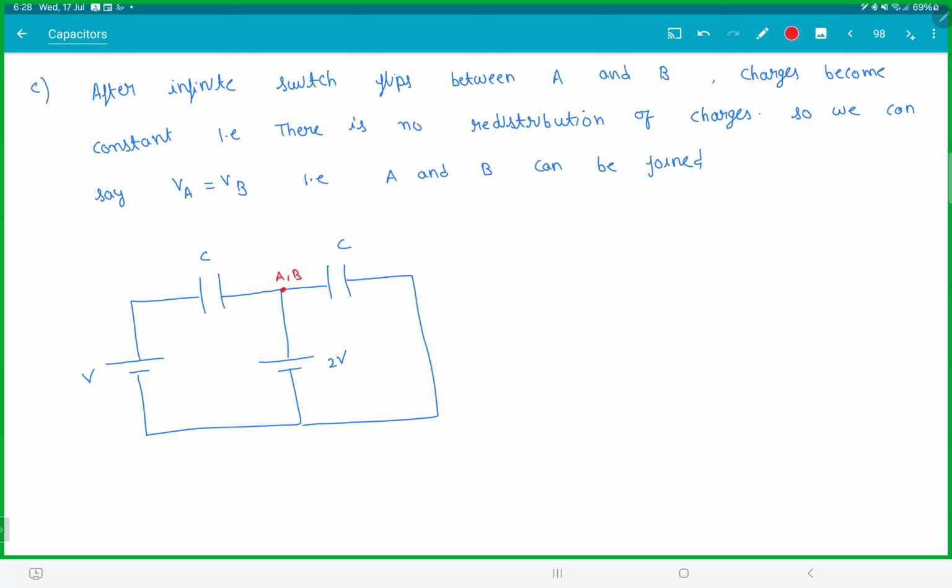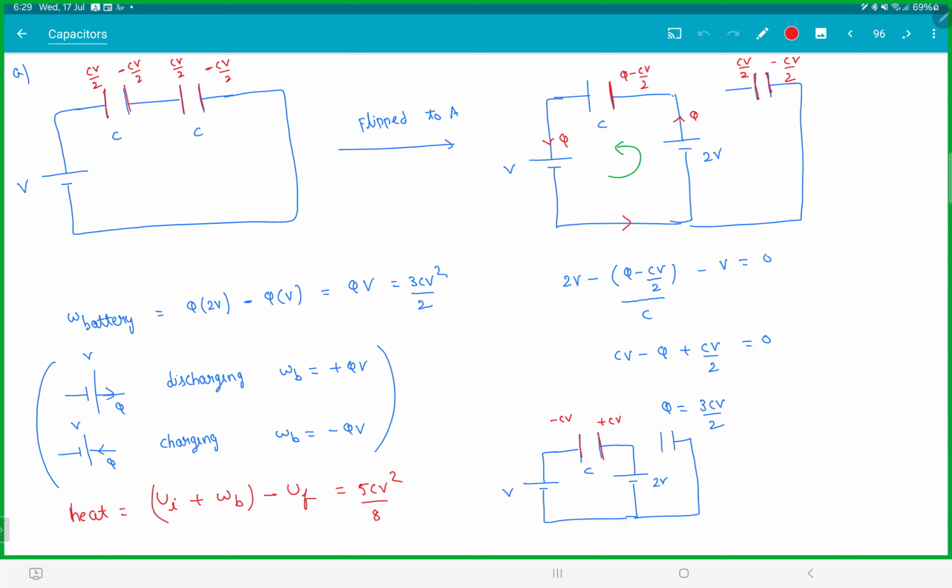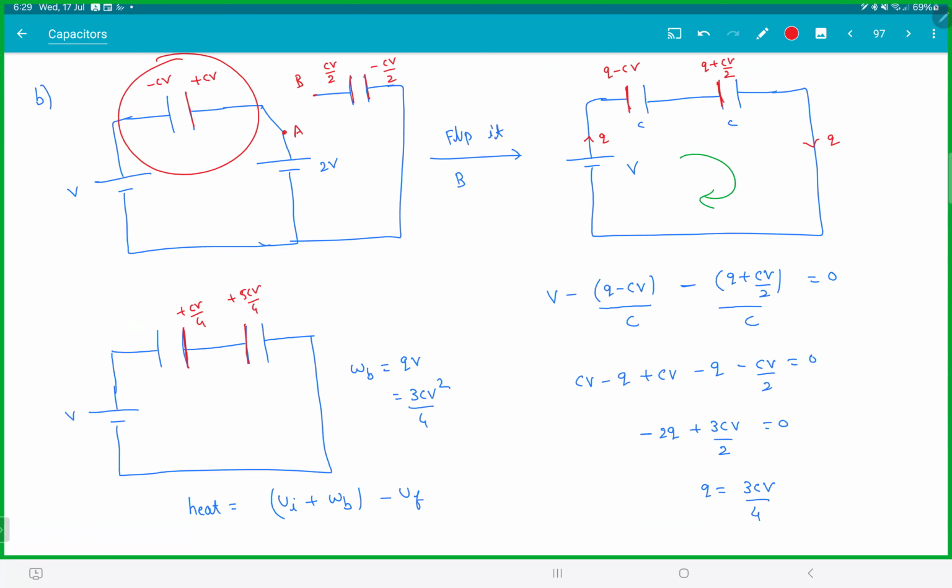Are you getting what I'm trying to say now? Every time you flip the switch back to A, the left capacitor keeps getting filled. So this is what you're doing, isn't it? You're filling up the left capacitor, and then you flip the switch. The left capacitor gives some charge to the right capacitor. Then again you're flipping the switch. Again the left capacitor becomes CV. Again you're giving charge to the right capacitor. Continuously you're playing the same game.